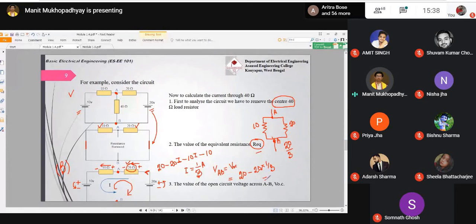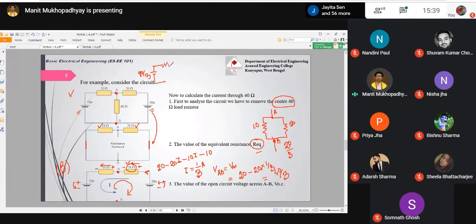So now you can calculate what is the value. Is it 40 by 3? Everyone calculate. Yes, sir. Okay, very good. So now you have VOC, you have R equivalent, and you also have RL. So our net circuit will look like this. This is our voltage source, that is 40 by 3.